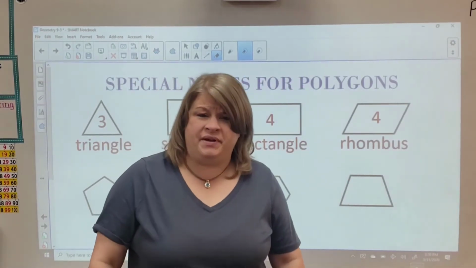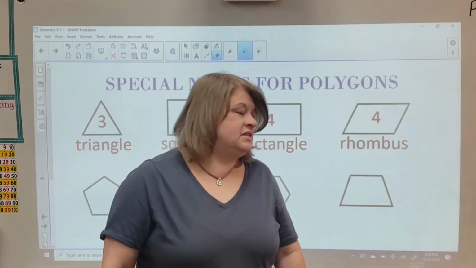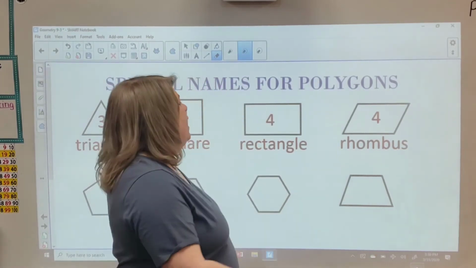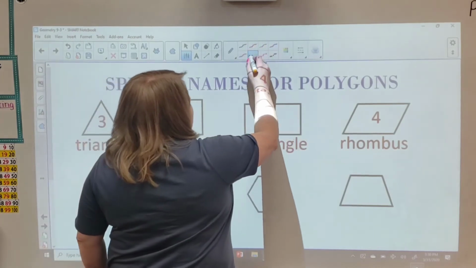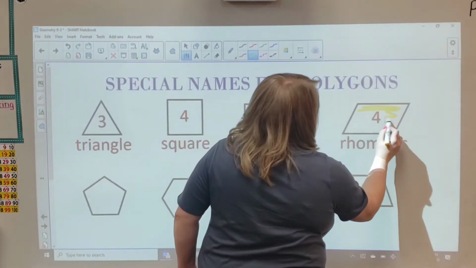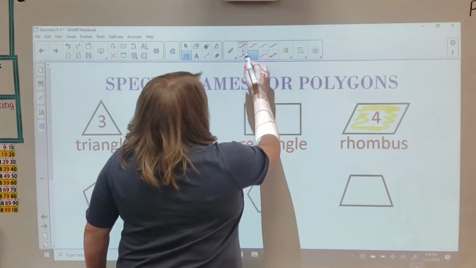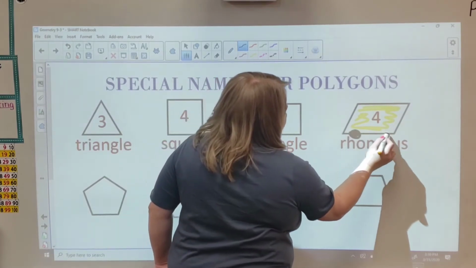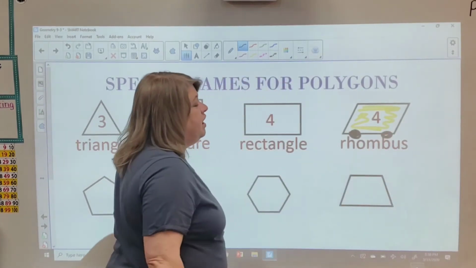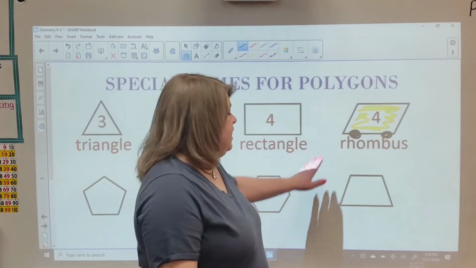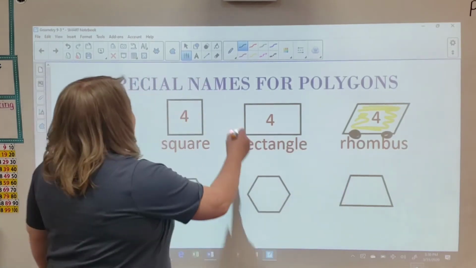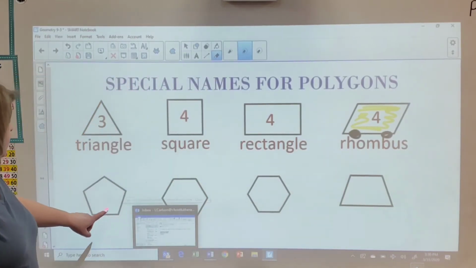It's called a rhombus. A rhombus. That H is silent. A rhombus. And if you think about it, I guess you could kind of think of it as a bus moving forward really fast, huh? It's a rhombus. It has 4 sides. All right. Let's come down to this one here.